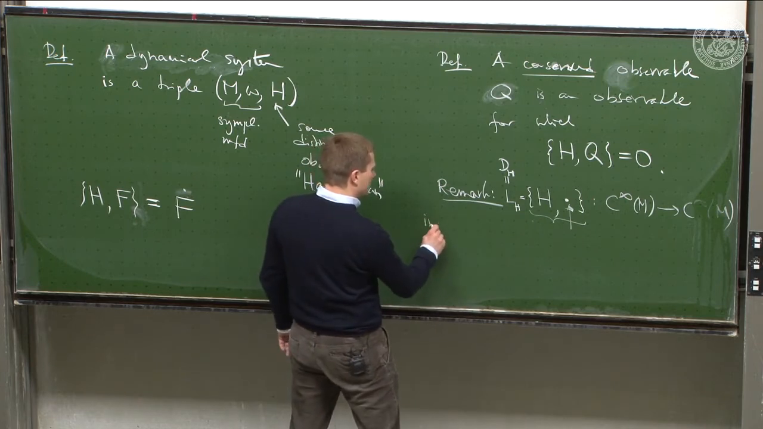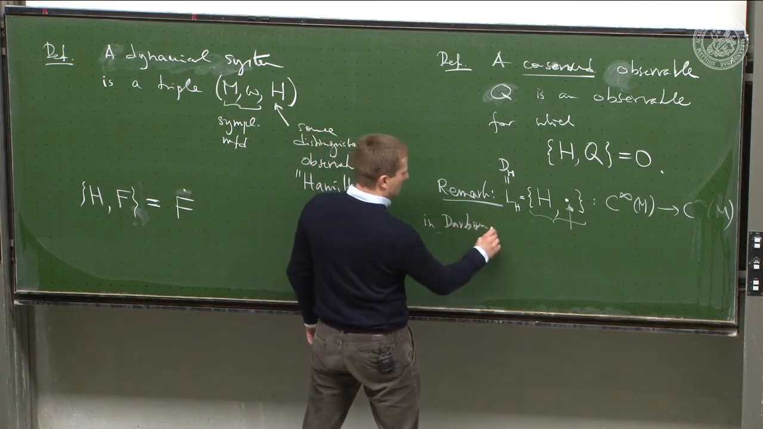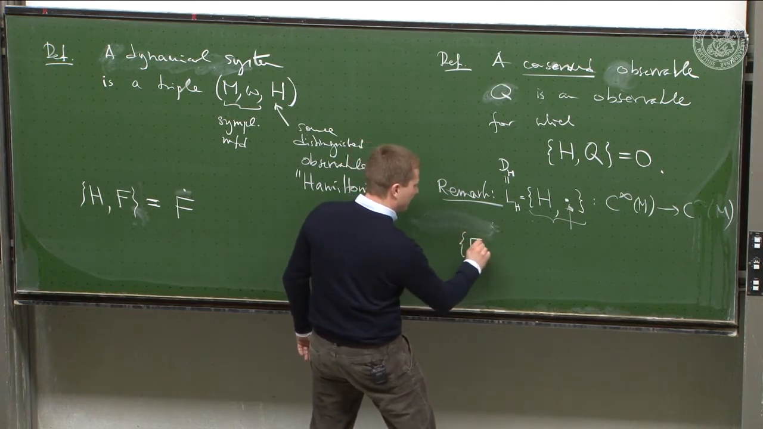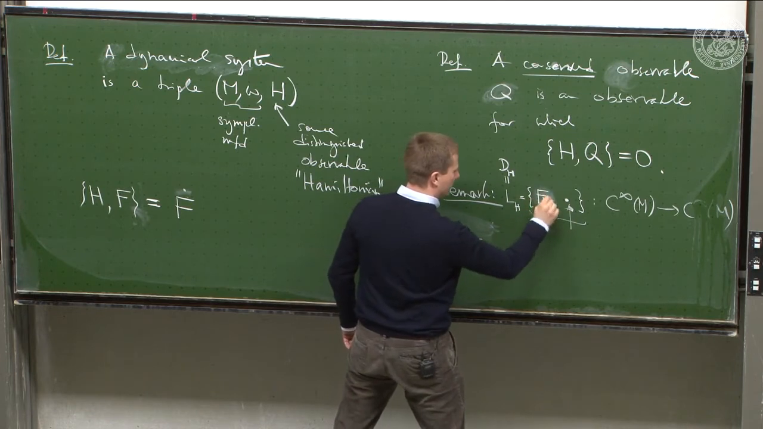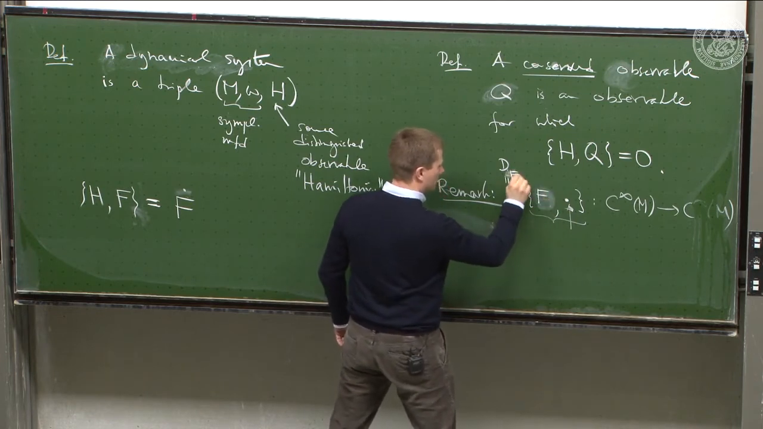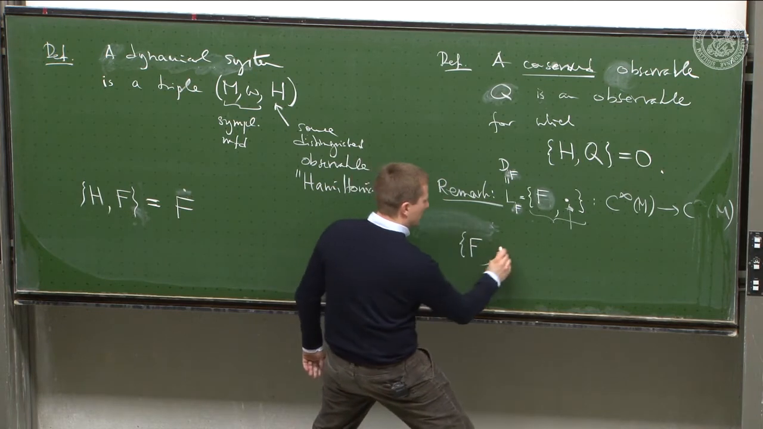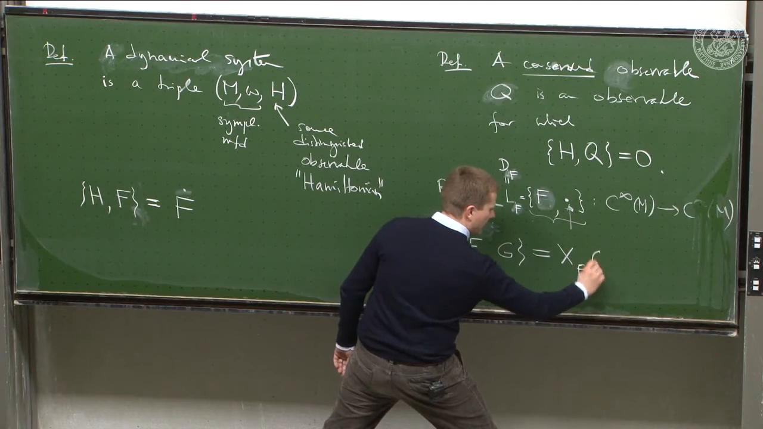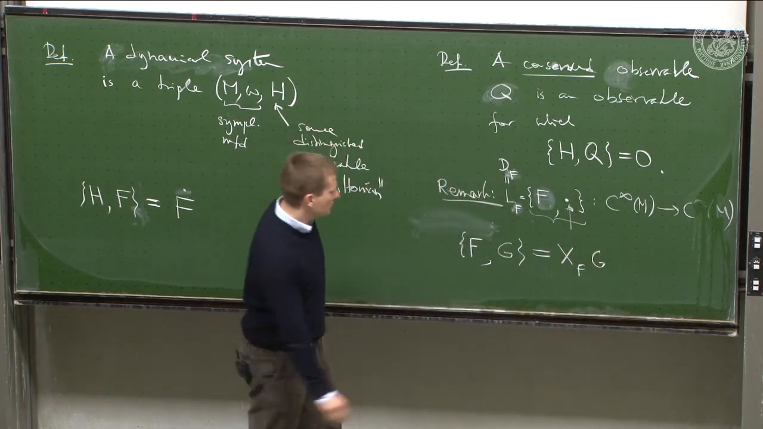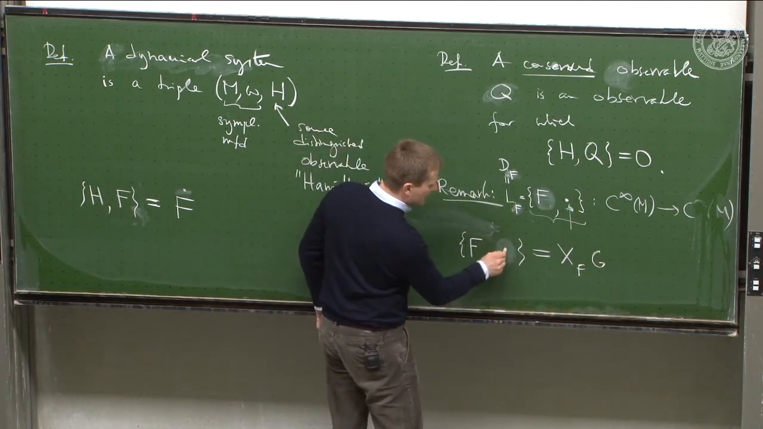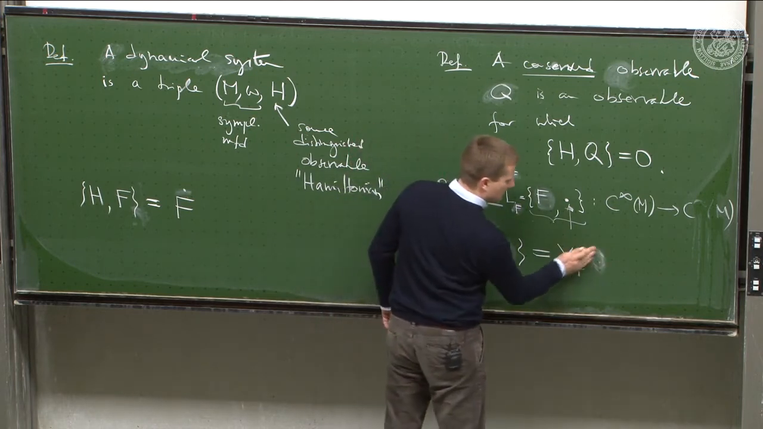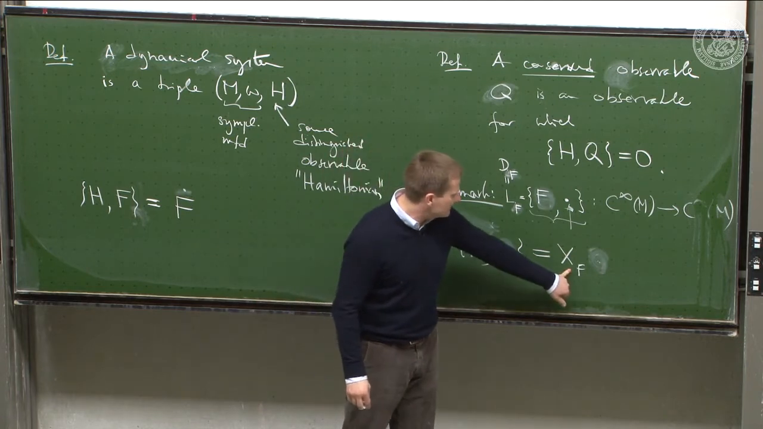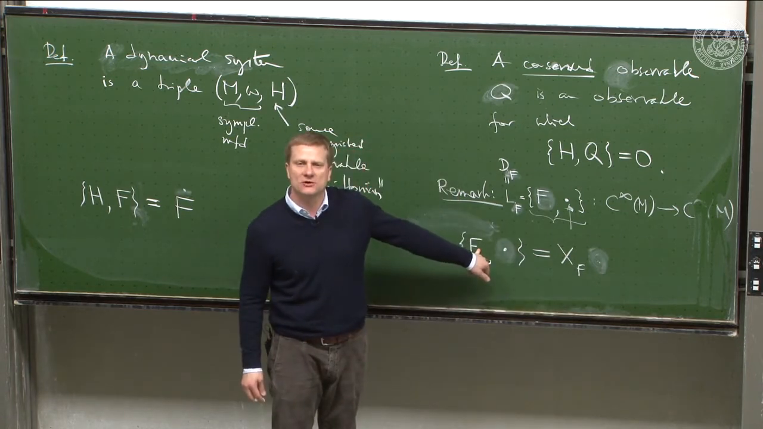Well, in Darboux coordinates, well, we don't need Darboux coordinates. I have any observable f, I'll write any observable f here, {f,g}, we defined this as X_f acting on g. So what happens if you leave the g out, if you say open slot, well, it means open slot here. It means this object is the Hamiltonian vector field of that observable.